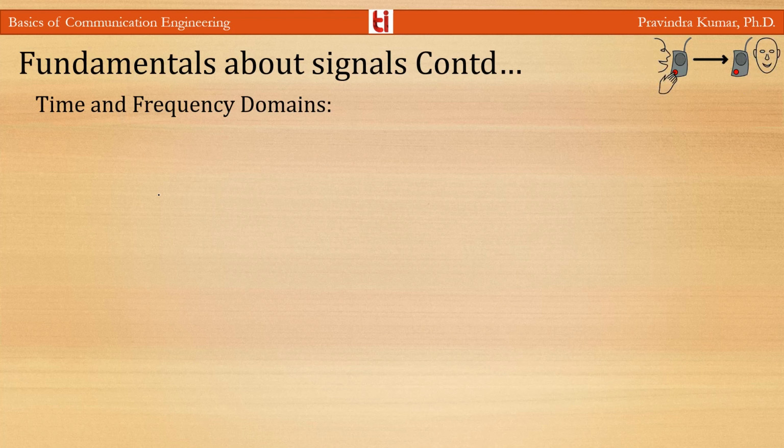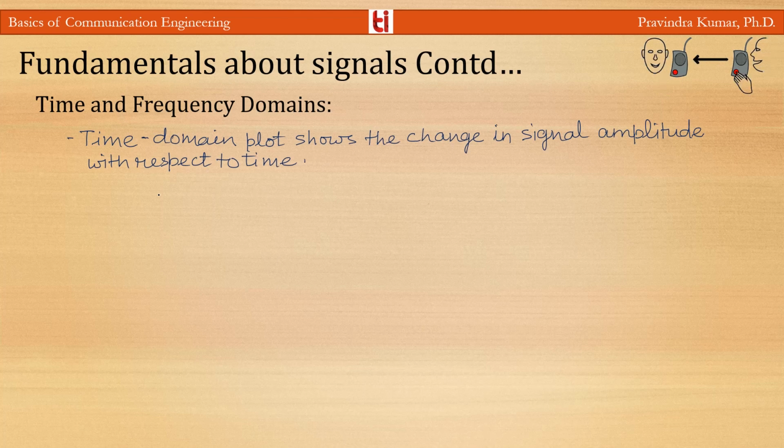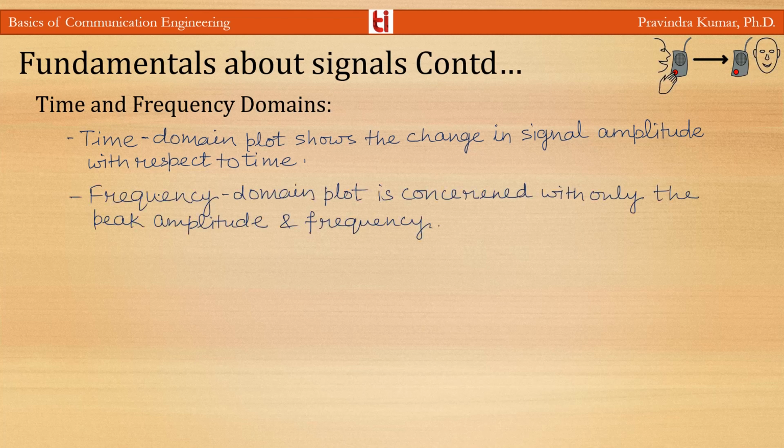A sine wave is defined by its amplitude, frequency, and phase. The time domain plot shows the change in signal amplitude with respect to time. To show the relationship between amplitude and frequency, we use the frequency domain plot. The frequency domain plot is concerned with only the peak value and the frequency. Changes of the amplitude during one period are not shown.